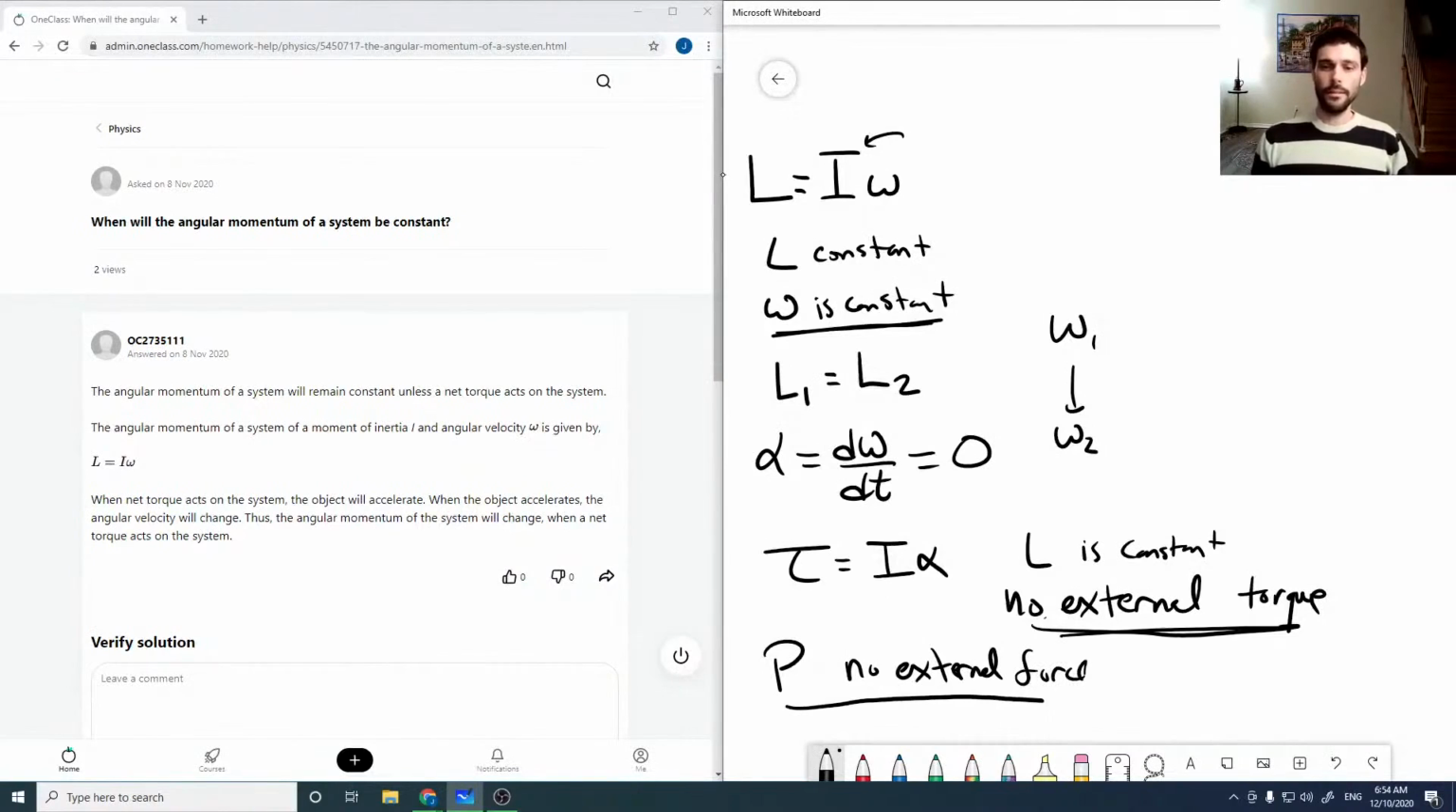There's a parallel in almost every way between angular motion and linear motion, and it kind of makes it a little easier to remember this stuff. So our L is constant as long as there's no external torque acting on the system, or no net torque acting on the system, as we need our alpha to be 0, and so our torque has to equal 0. Then our angular momentum will change if there's a net torque on the system.